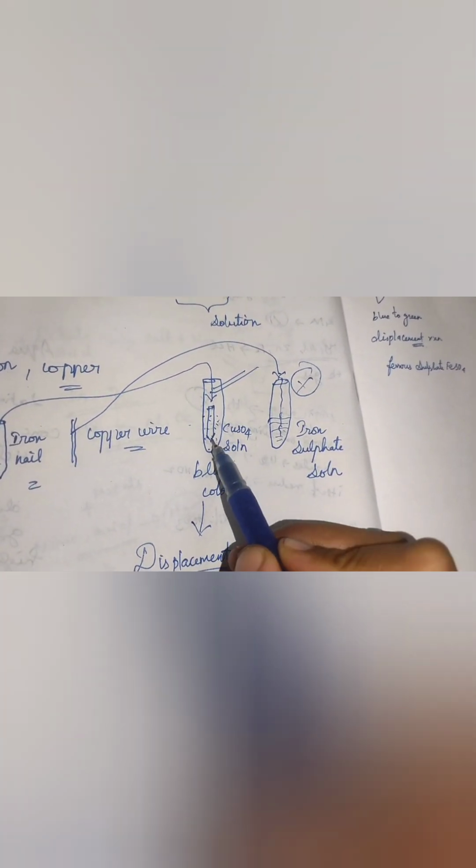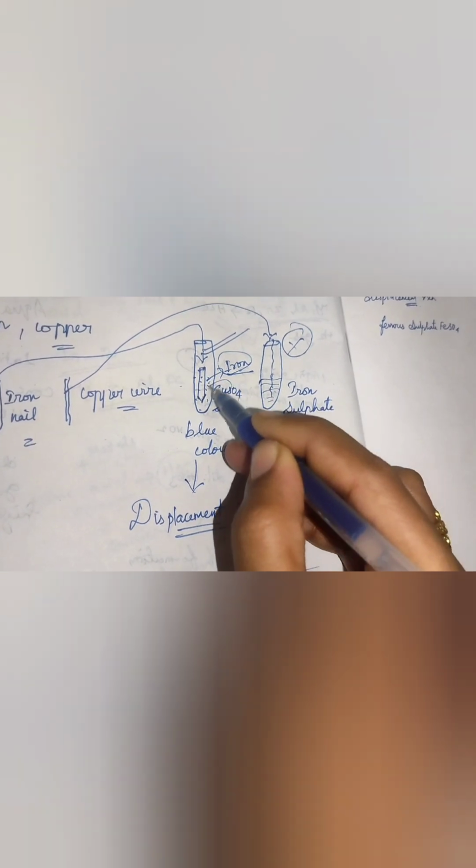What solution did I take here? Copper sulphate solution plus iron nail. So what metals did I take? Iron and another metal, copper. Here, iron is very reactive when compared with copper. It is greater in the reactive series. So the iron displaces the copper. So this is known as a displacement reaction.